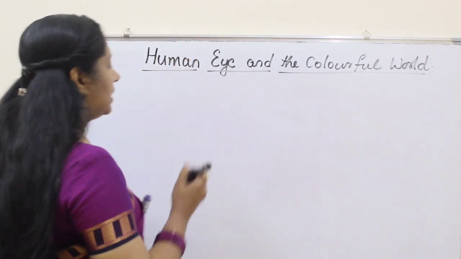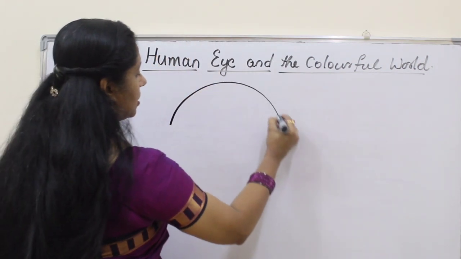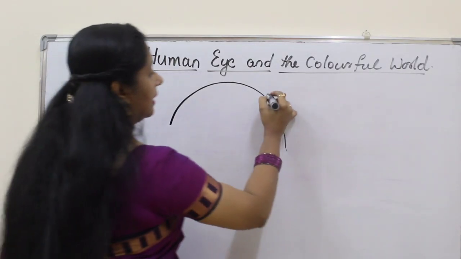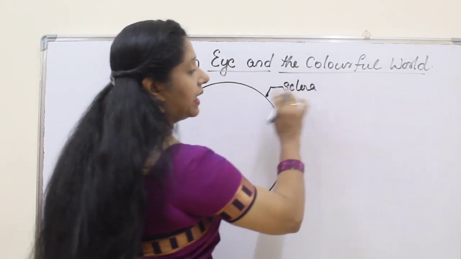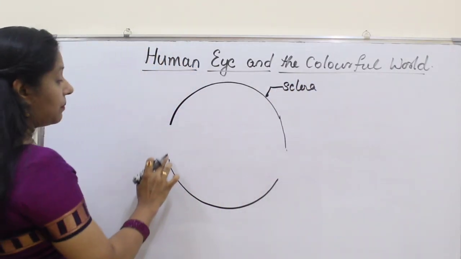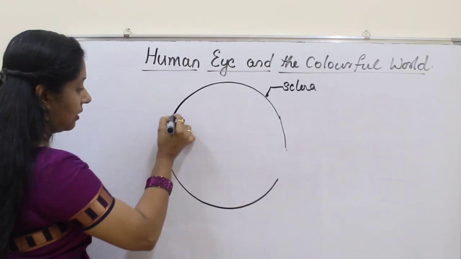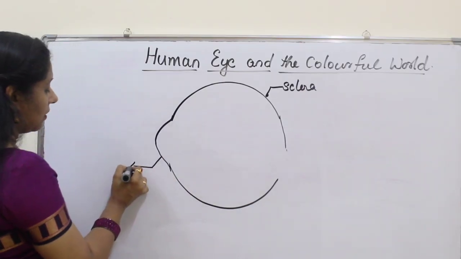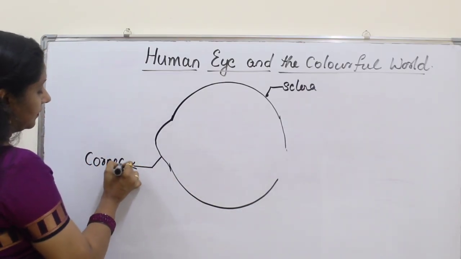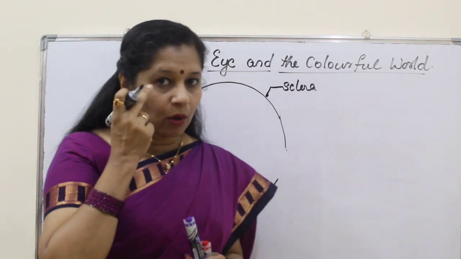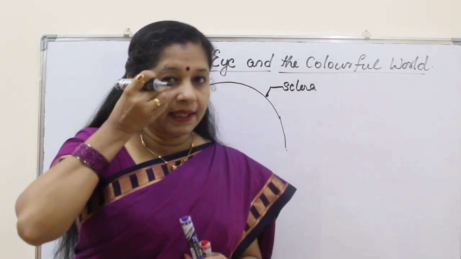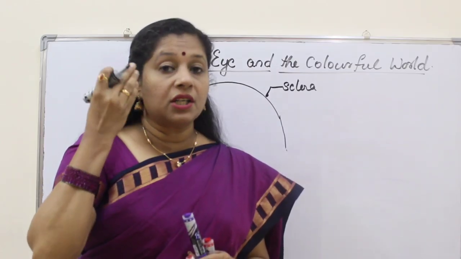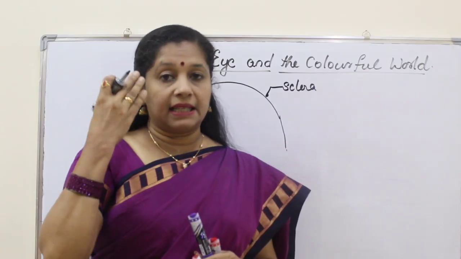Since I told it is a spherical structure, I am drawing a spherical structure first. This is the outer layer, which is called the sclera. Don't worry about these terms, you don't have to study. But the sclera in front is bulging out. This is the part we are seeing. This bulged outer part is called the cornea. The cornea is a transparent layer, the outermost covering. It also protects the eye from the dust and the germs, etc.